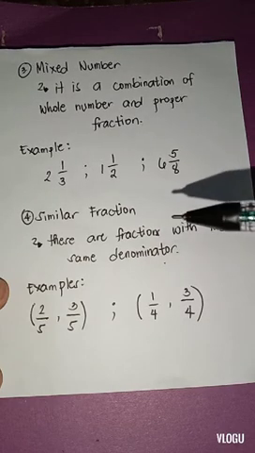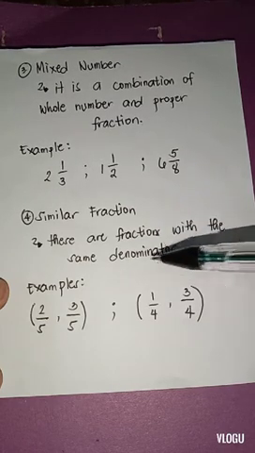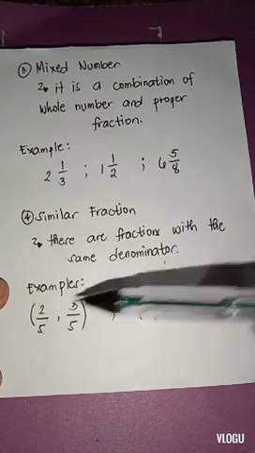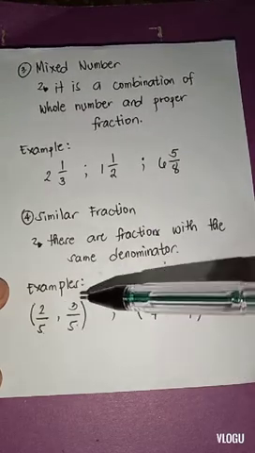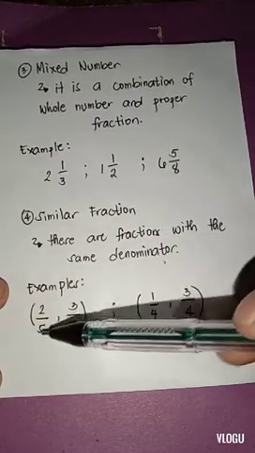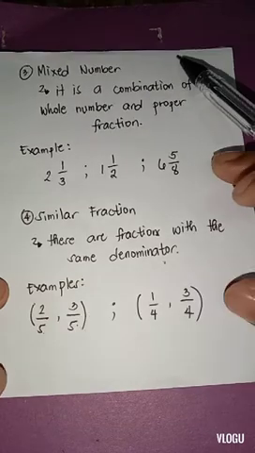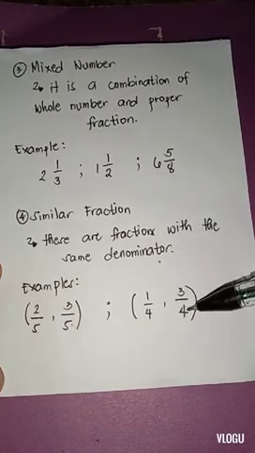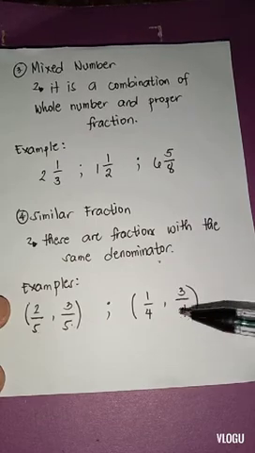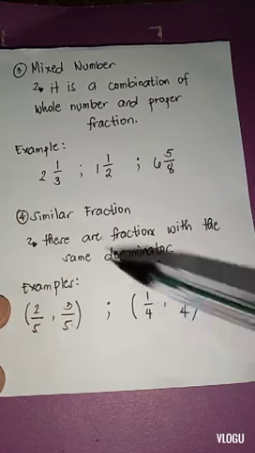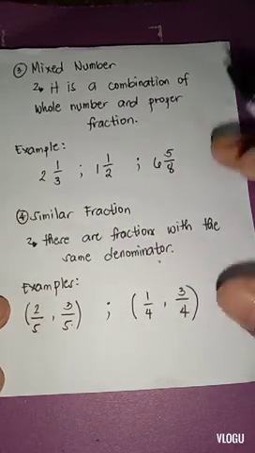So kapag magkapareho naman daw yung ating denominator. So for example, meron tayo ditong 2/5 and then 3/5. So therefore, these are similar fractions since their denominators are the same. So magkapareho. So another example, 1/4 and then 3/4. So the same denominator. Therefore, these fractions are similar fractions. So yon.